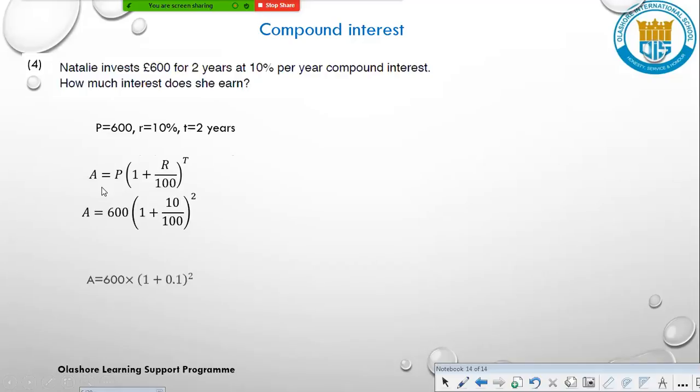So we have 600 times 1 plus 10 over 100. Tackle this one first: 10 over 100 is 0.1. You now add it together before you square. Don't open the bracket, just add these two together first. Oh, there's a mistake here. This should be 600, times 1.1 squared. So you type 1.1 squared.